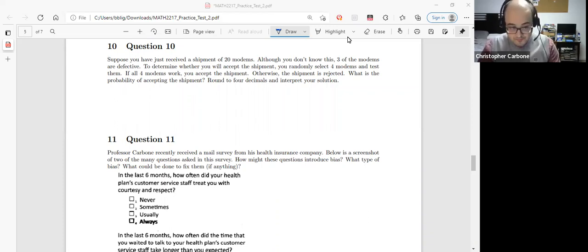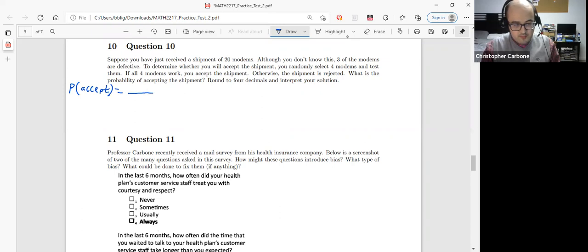Question number 10. Suppose that you have just received a shipment of 20 modems. Although you do not know this, 3 of the modems are defective. To determine whether you accept the shipment, you randomly select 4 of these modems and test them. If all 4 of the modems work, you accept the shipment. Otherwise, the shipment is rejected. And we want the probability of accepting this shipment.